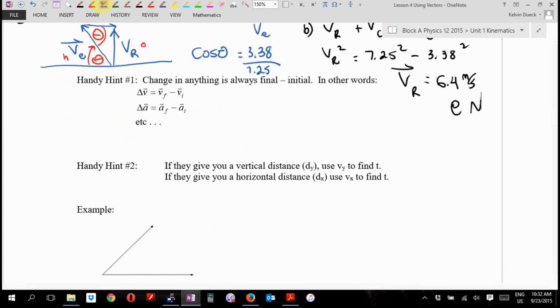Handy hint number one. Change in anything is always final minus initial.